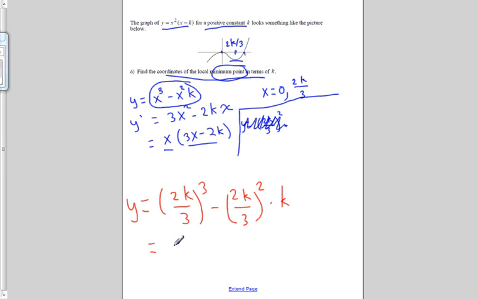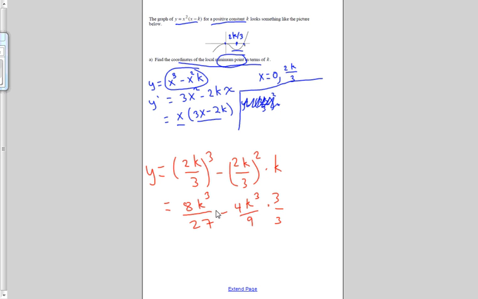Distributing that cube, we get 8k cubed over 27 minus 4k squared times k, so k cubed over 9. And to get a common denominator, we multiply it by 3 over 3, which is going to give me 12 on the right-hand side. So this simplifies to negative 4k cubed over 27.